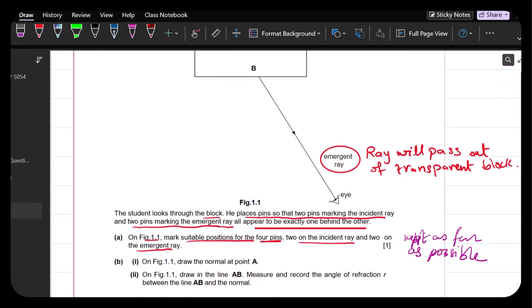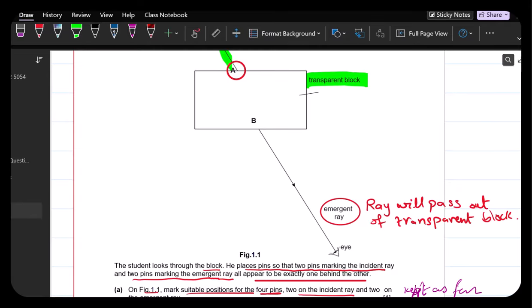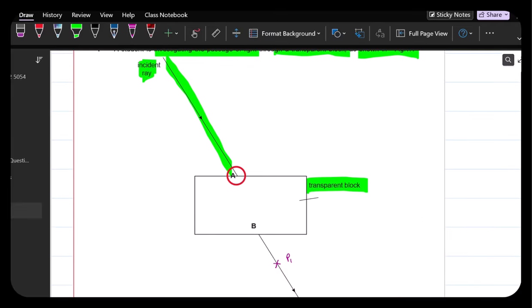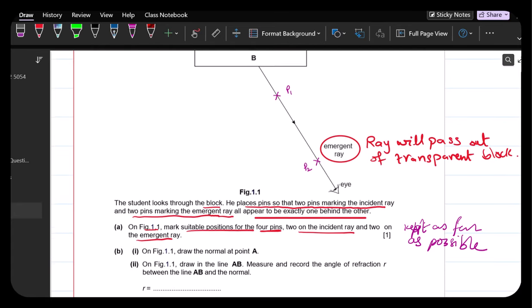So I'm going to mark two pins here. You can place a cross, I name it P1. You can place a dot and circle it. Then we can place two more pins. One is here, this is P3, and here we have P4. So this is one way we have done it.